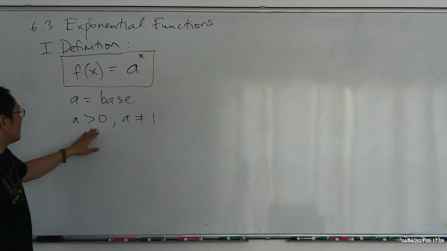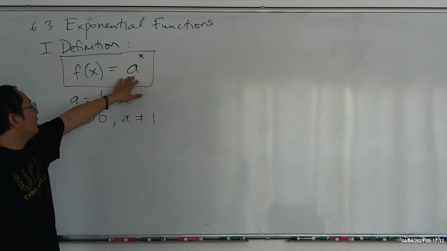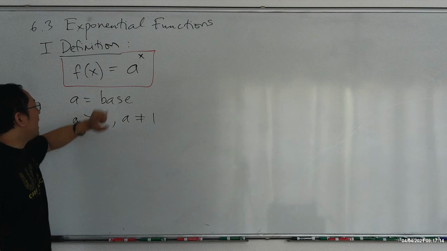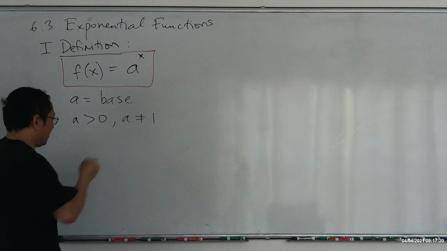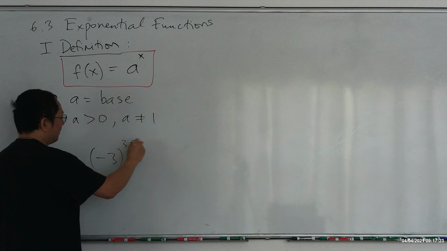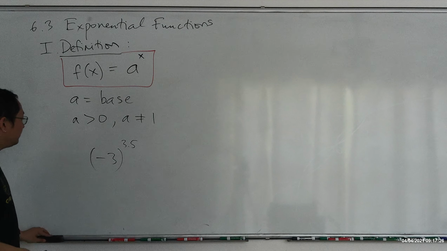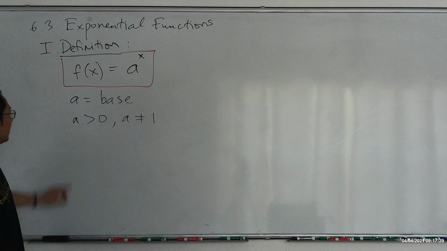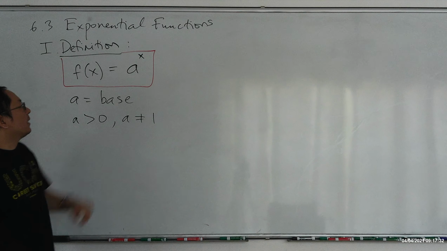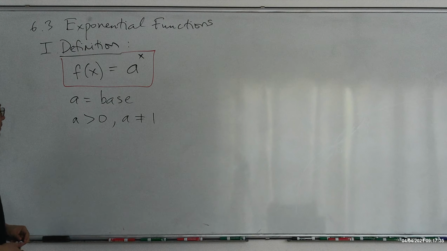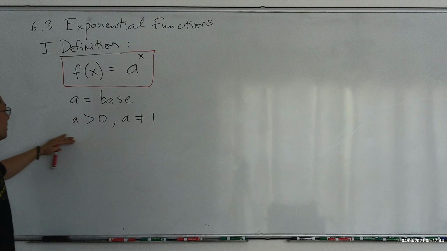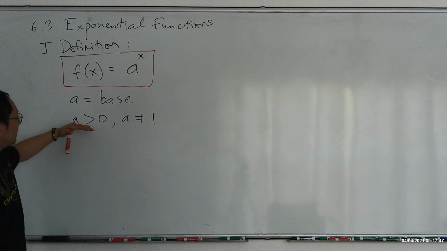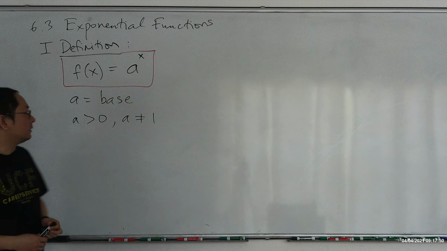And for a to be positive: if a is negative, then we run into trouble. We have a negative number raised to some rational or irrational number, like negative 3 raised to the 3.5. We haven't learned that yet, so we don't know what that is. It's ruled out. And even if a equals 0, then 0 raised to something non-zero is equal to 0, so we don't have an exponential function anymore. We just have a constant. That's why we rule out all the weird cases. We put the condition that the base has to be positive and not equal to 1. Now we have an exponential function.